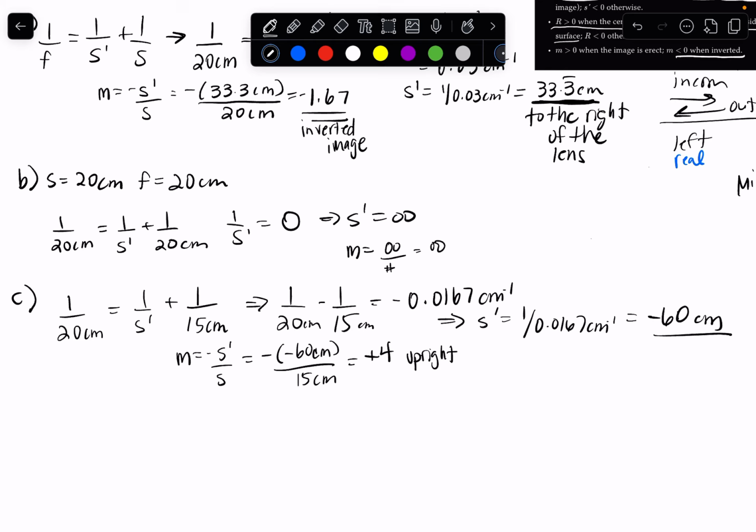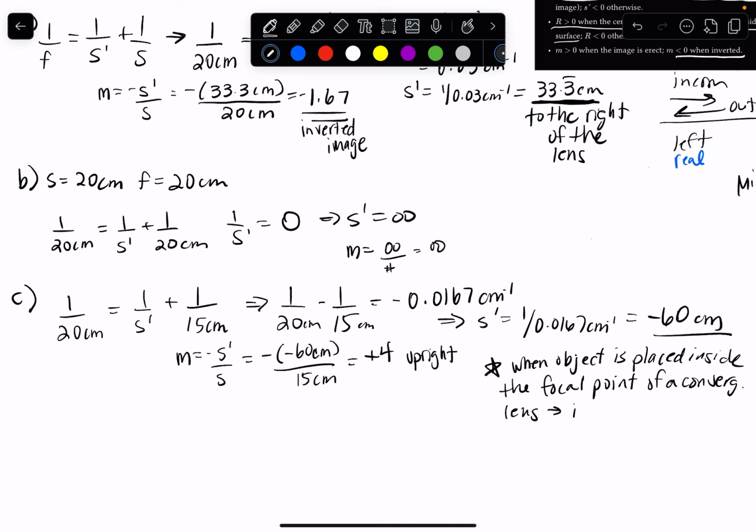So part C is basically saying when an object is placed inside the focal point of a converging lens, the image is virtual and upright.